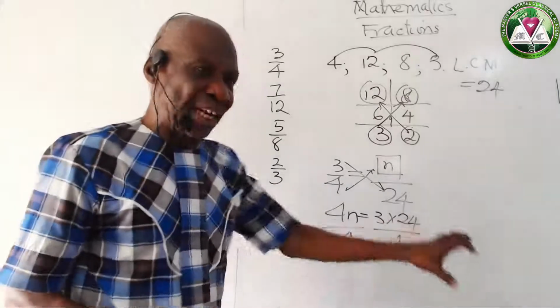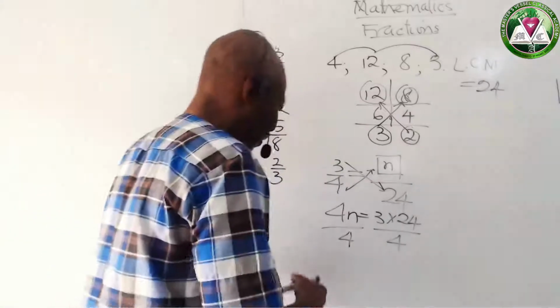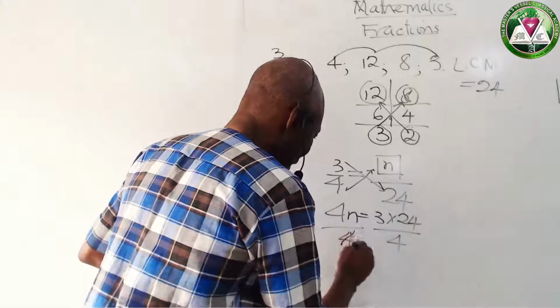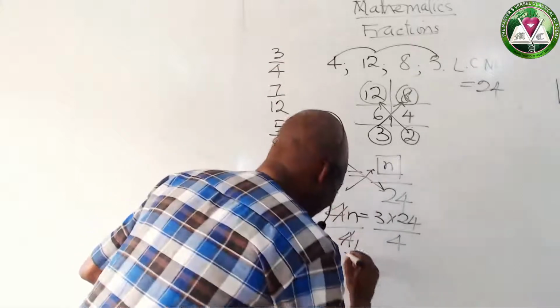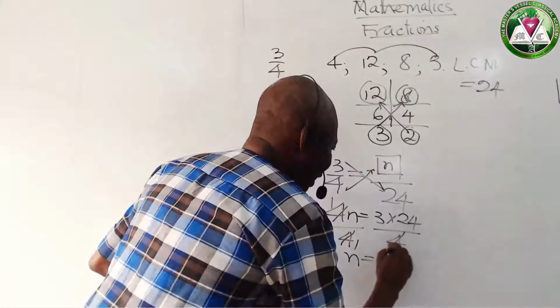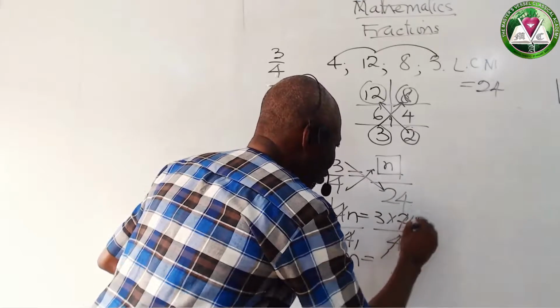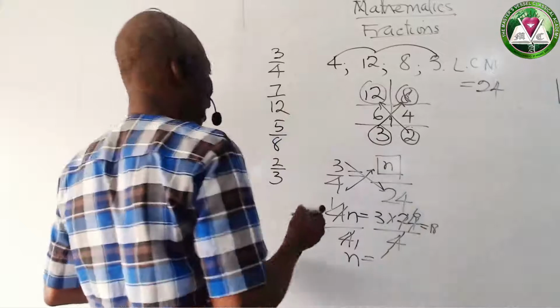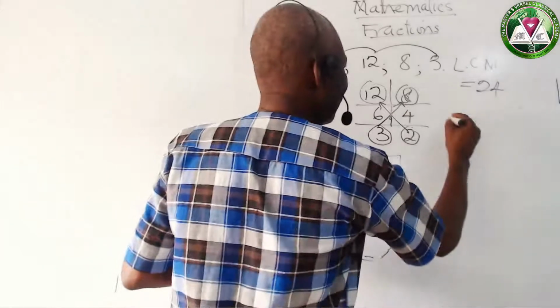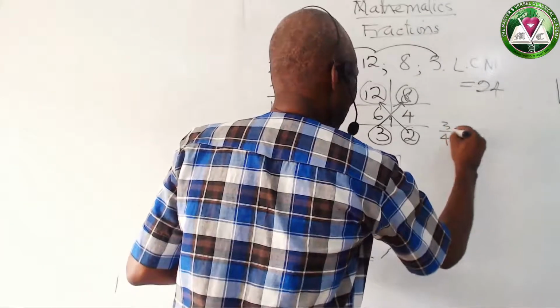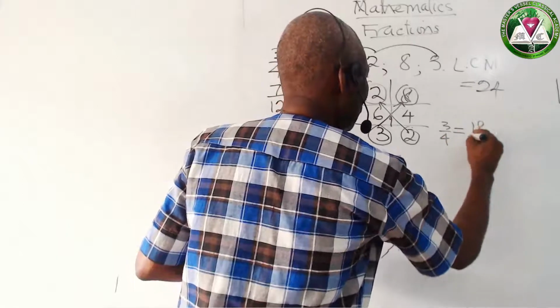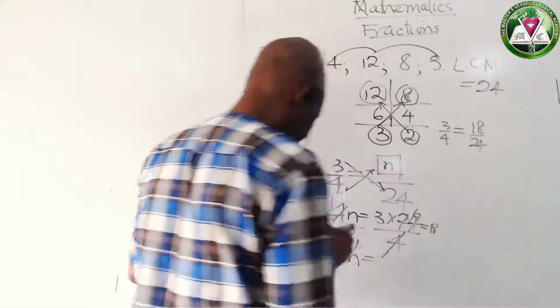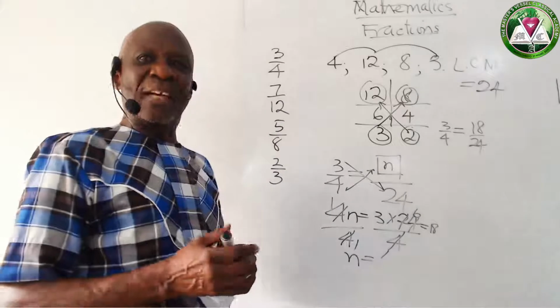Whatever you do to the left hand side, do to the right hand side. 4 here, 1, 4 there, 1. 1 times n, n. So n is equal to 4 into 24, 6. 6 times 3, 18. Aha! For Mr. 3 over 4, the equivalent fraction is 18 over 24. Okay, that's something we are doing.